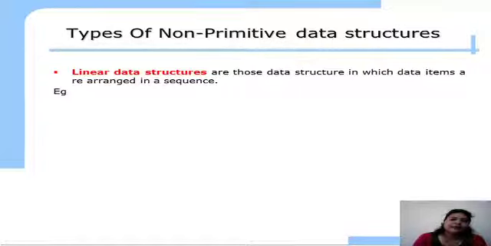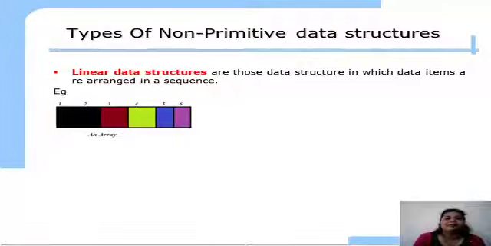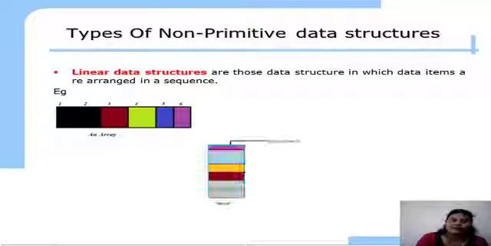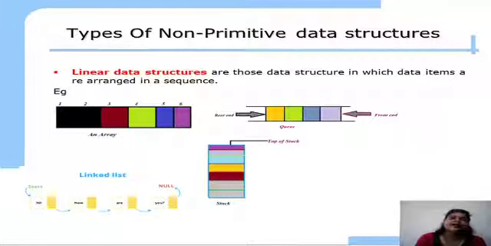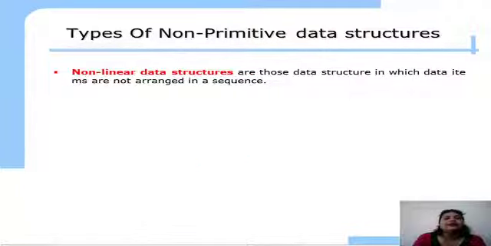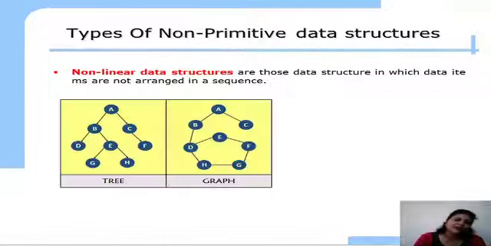So, we will see examples of linear. Linear means it should be in a line, one line. The first example is the array, it is in a line. Another is a stack. Stack is nothing but a last in first out list. All of these are in a line, so these are the linear data structures: array, stack, queue and linked list. The other type is the non-linear data structure, whose elements are not in a sequence, not in a line. Examples are tree and graph. These are not in a line.